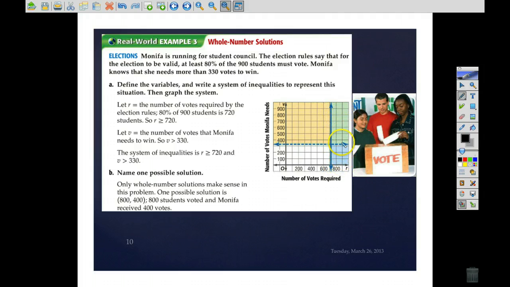So she could have had 900 students vote, and she could get all of 900 votes. So if that's the case, it could be right here. If it's another scenario here, let's say 730 students voted, because it has to be greater than 720, and she got 500 votes. So anything in this green area is any possible scenario that she can get.